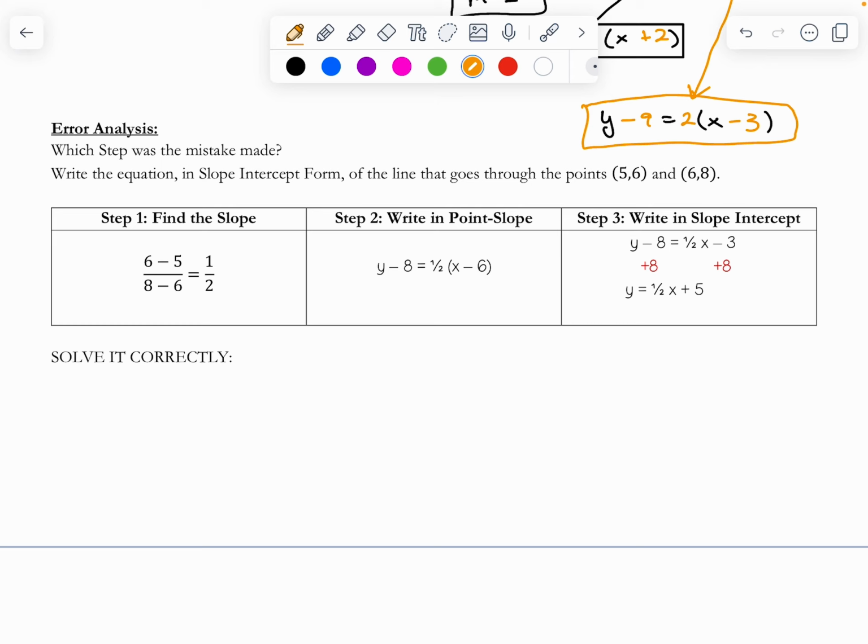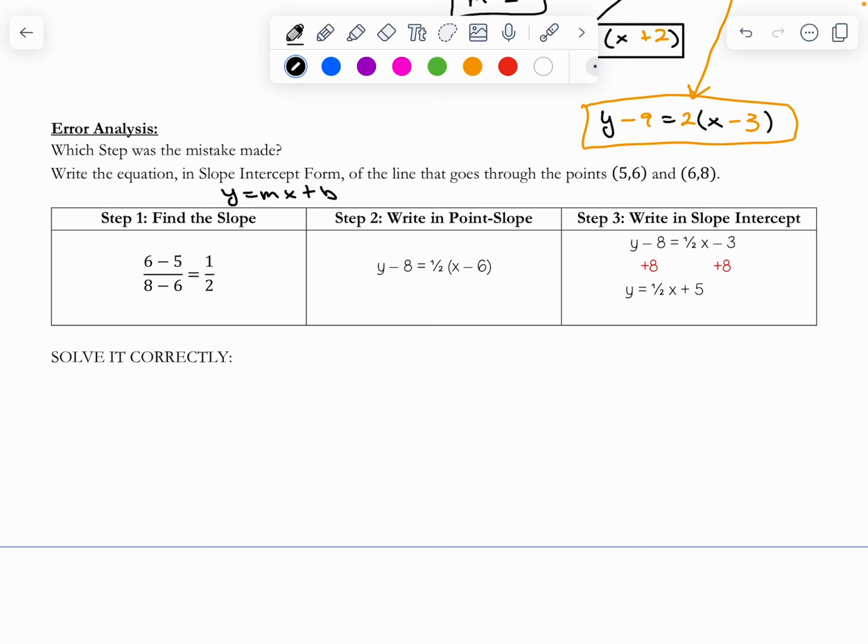Error analysis. Which step was the mistake made in? Well, let's see. And then we also have to write the equation in slope intercept form. So remember, this is slope intercept form. So this is going to be in y equals mx plus b of the line that goes through the points 5, 6, and 6, 8. All right, perfect. So let's take a look.